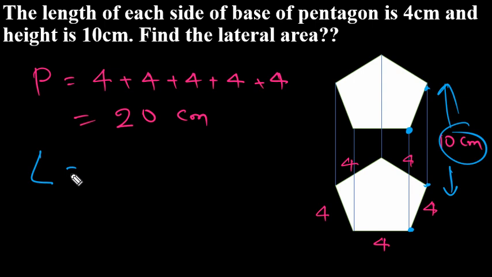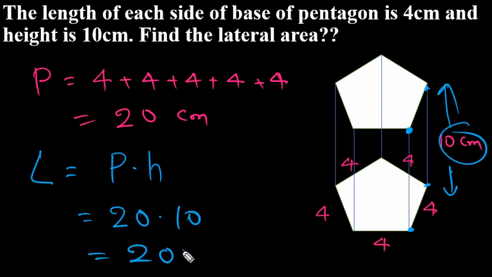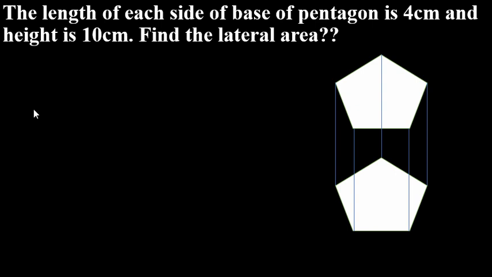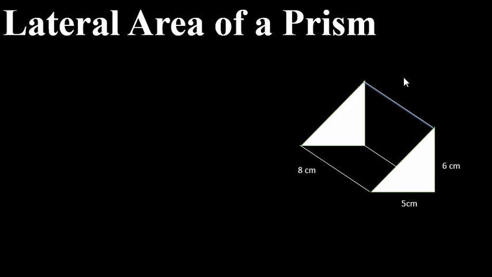So the lateral area formula is, pause the video now, you can try by yourself. Perimeter times height, perimeter is 20, height is 10, so that will give you 200 centimeter square. Okay, now next question. So pause the video and try by yourself. How will you do it?